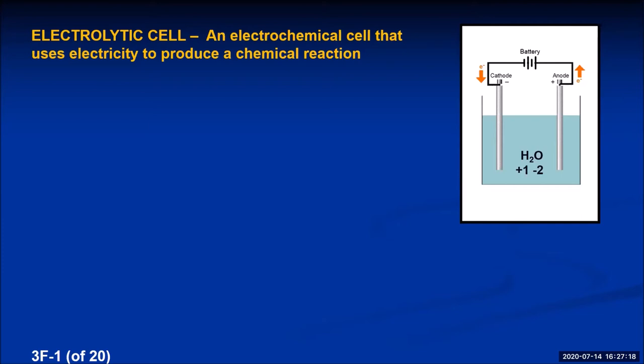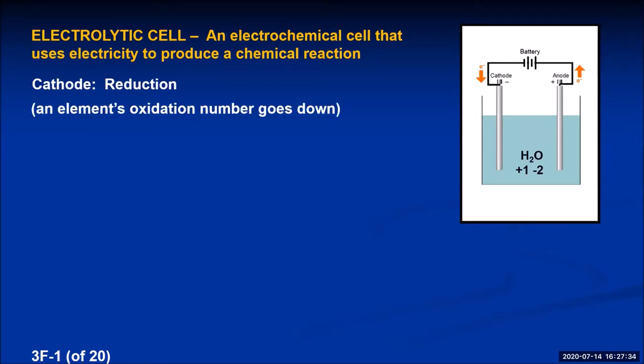So once we've assigned the oxidation numbers, we can now predict what's going to happen in terms of the reduction and the oxidation. Let's take the cathode electrode first. The cathode is the site of reduction. So that means that some element has to be reduced at the cathode, and our only choices are hydrogen and oxygen. If you remember that reduction means an element's oxidation number goes down, the only element in water whose oxidation number can go down is the hydrogen. It can go down from +1 to 0. The oxygen is already at its lowest oxidation state of -2. It can't go down to -3 or -4.